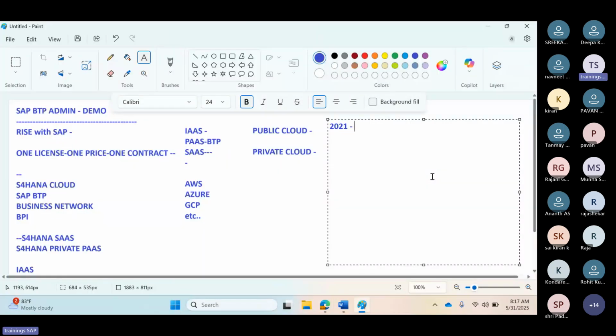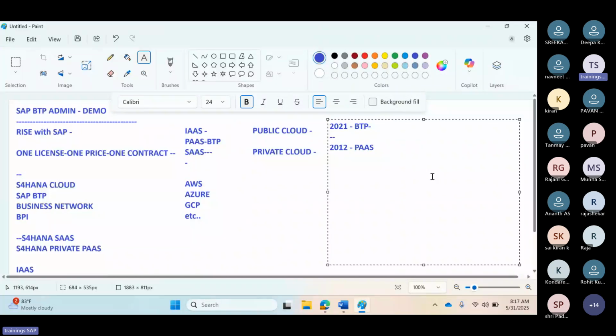Okay. So in 2021, SAP introduced this new naming convention called the Business Technology Platform. But it's not a new platform introduced in 2021. They had it in 2012 itself. If I go a little deeper into the history of BTP and how they rebranded, in 2012 itself they entered the PaaS market.